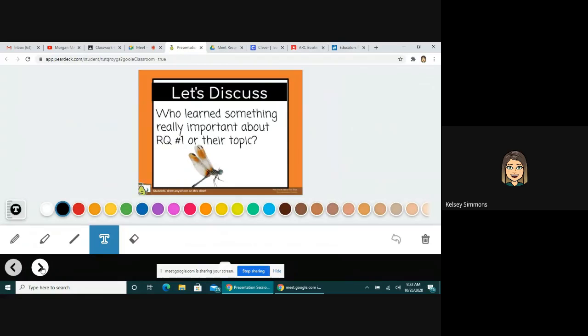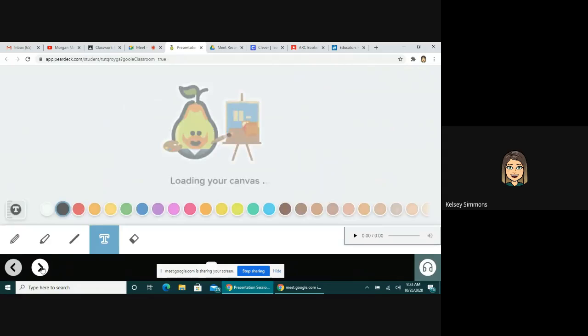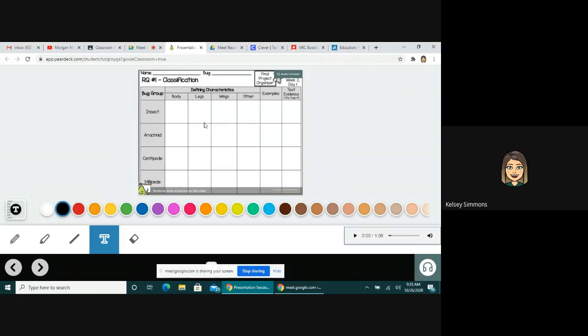So what's something you learned about research question number 1 or your topic? I want you to think about that after your reading. Then you're going to write on your final project organizer to record information about your bug and about any other kind of insect. So insects, what kind of body do insects have? Well, I know that their body has 3 parts.